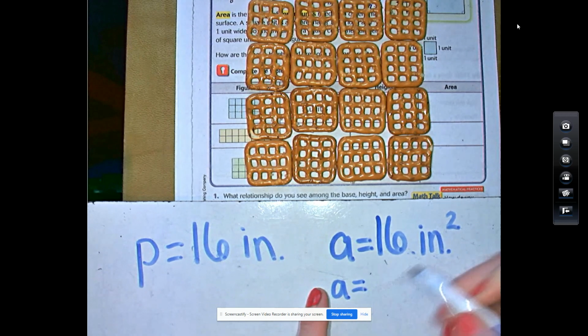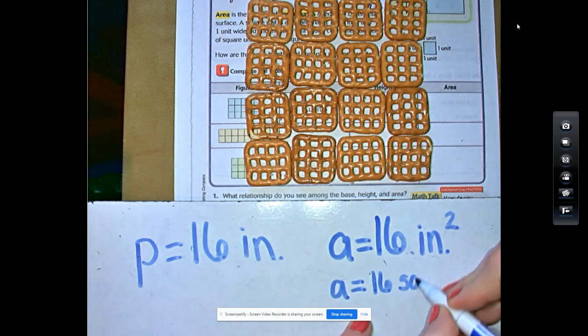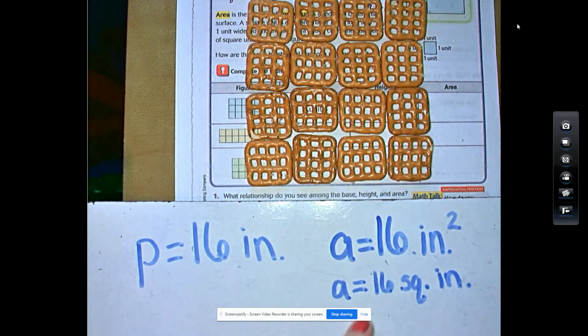Or you could write it like this. Area equals 16 square inches, with SQ for square. You'll see it both ways in the book, or sometimes they'll write out the word square and the word inches. These mean the same thing. You read them the same. Area equals 16 square inches, or sometimes they say inches squared. Same thing.